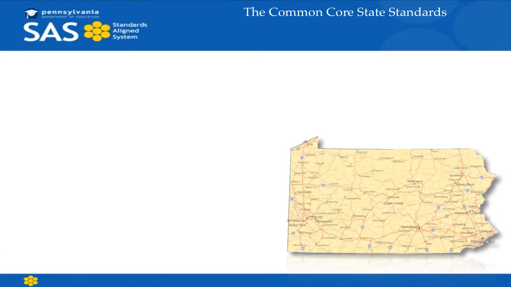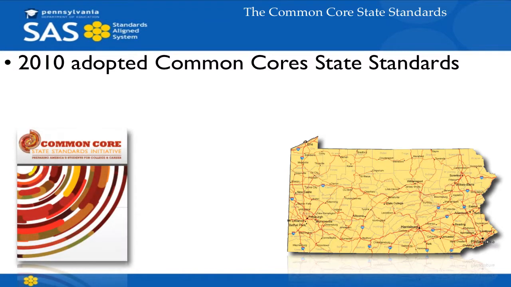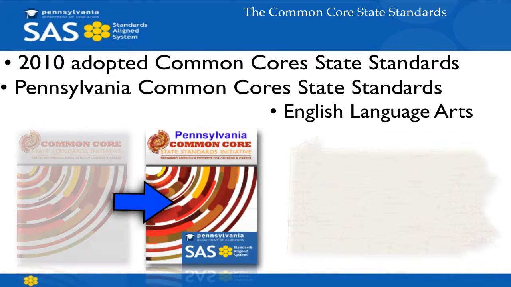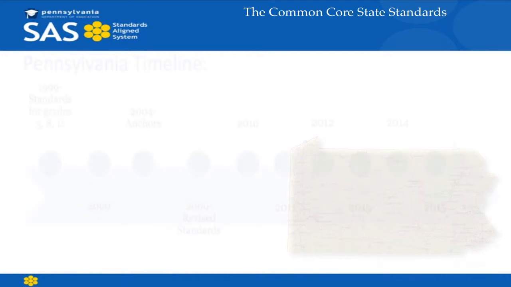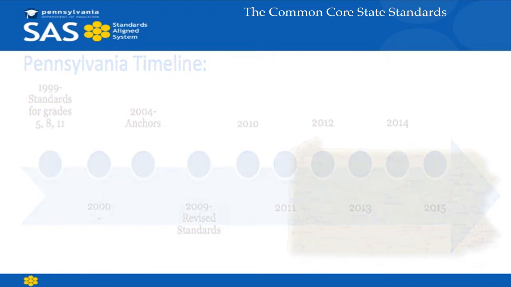For the Commonwealth of Pennsylvania, the State Board adopted Common Core state standards in July 2010. Since that time, the decision was made to craft a set of Pennsylvania Common Core state standards in English language arts and mathematics. As you can see from this timeline, Pennsylvania has been involved with the standardization of academic standards continuously since 1999.